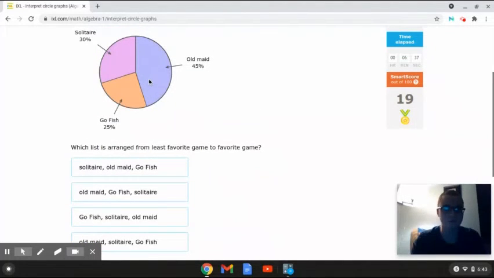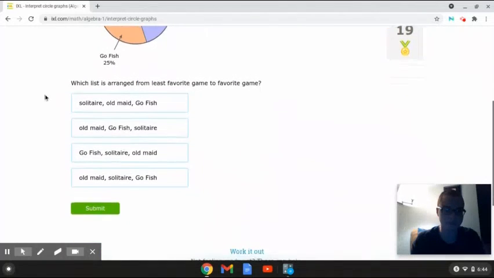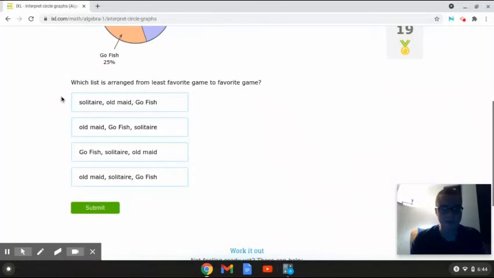Okay, so as I said, Old Maid has 45%, Go Fish has 25%, and Solitaire has 30%. So if we put those in order from least to greatest, it'd be 25, 30, then 45. So it'd be Go Fish, Solitaire, then Old Maid. So let's look at these answer choices. So it can't be Solitaire. Solitaire had 30%. Can't be Old Maid. Old Maid had 45%. So it has to be either this answer choice, or this one. But if we look at this last answer choice, it has Old Maid, and Old Maid had 45%, so it can't be that. So therefore, it has to be answer choice number 3.